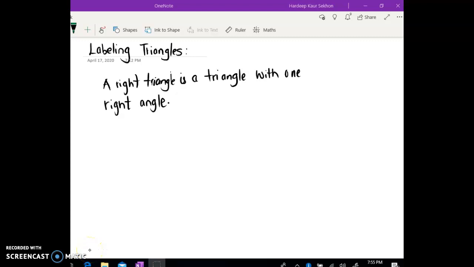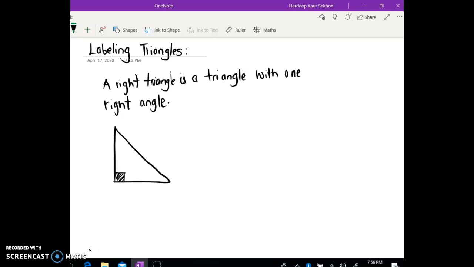Hi guys, in this unit you are going to learn how to label right triangles. A right triangle is a triangle with one right angle. So I'm going to draw that one. This is the 90-degree angle. We're going to learn how to label it.